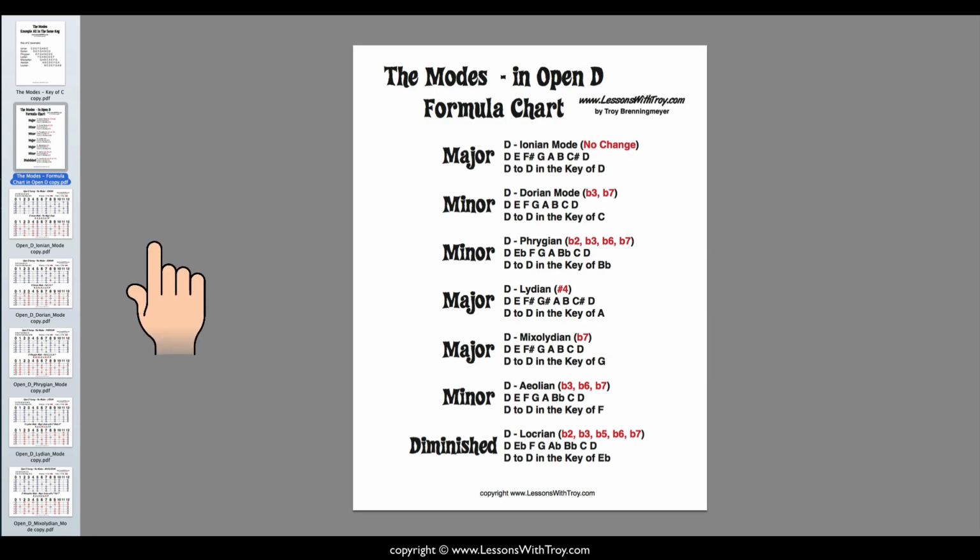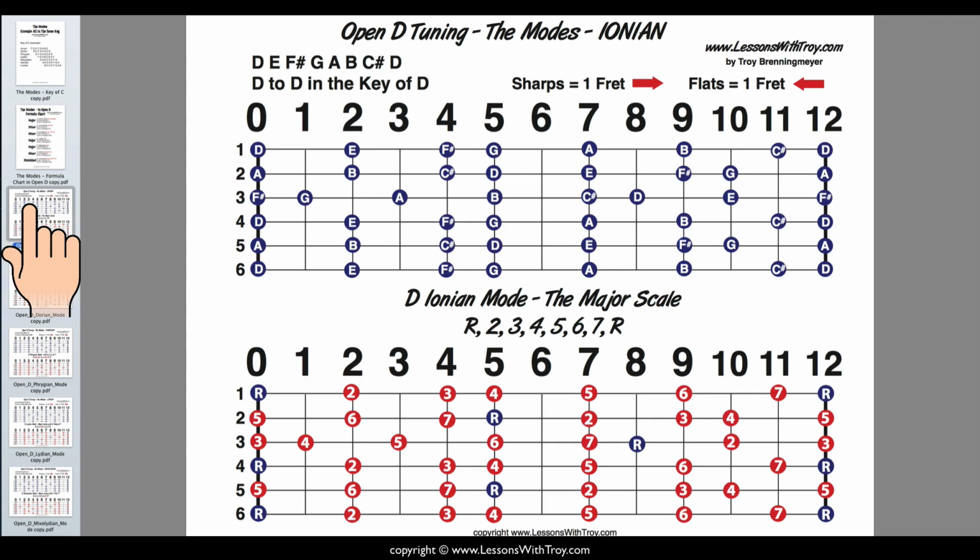Okay, so what I've done is I've made these charts, right? These diagrams for each mode. So this is the Ionian mode. This is just a D major scale. This is what you've learned in the key of D, right? Just your straight D major scale where you have an F sharp and a C sharp.